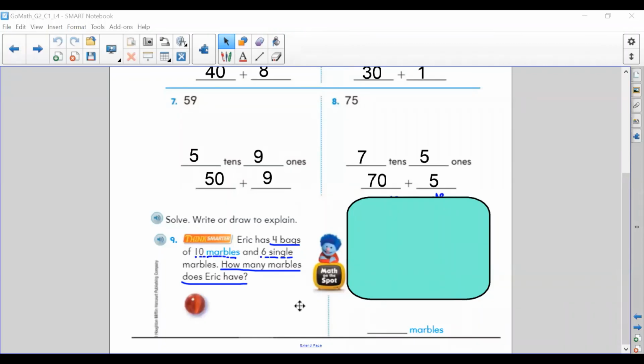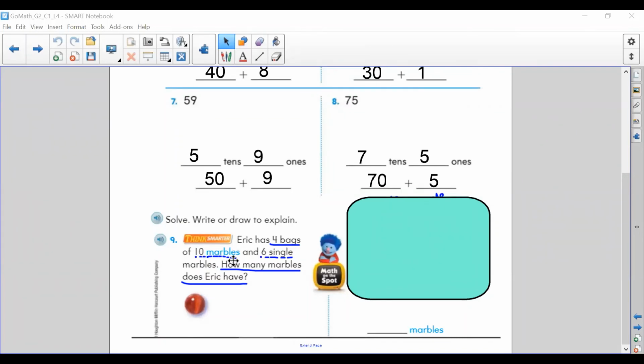Okay, boys and girls, so hopefully you were able to follow along on your paper with the Math on the Spot video. I went ahead and underlined some important parts of this question. Well, first of all, the question: how many marbles does Eric have? So that's what we're trying to find out. And we found out that he has 4 bags of marbles, and there are 10 marbles in each bag. Did you draw a picture of 4 bags with 10 marbles in each bag?